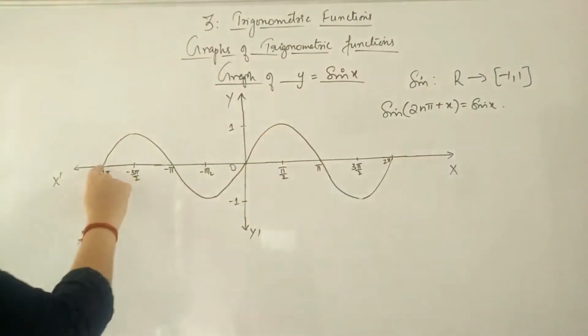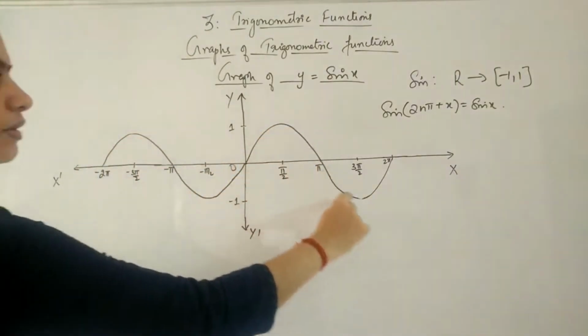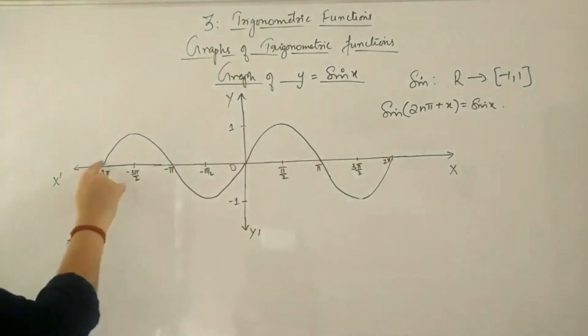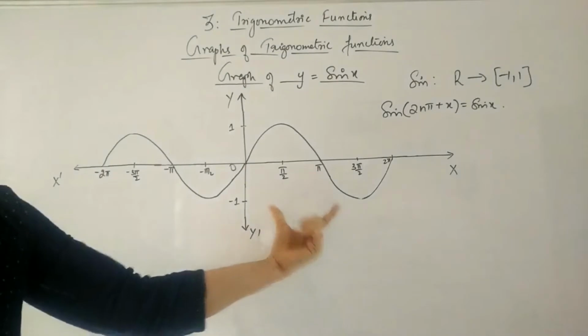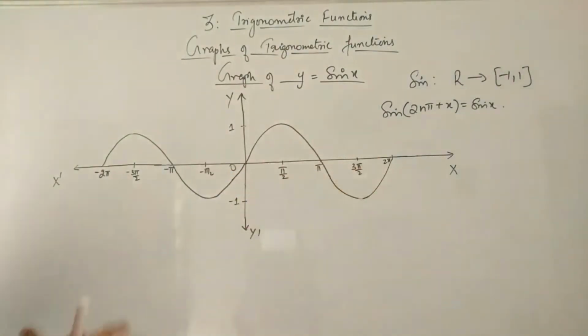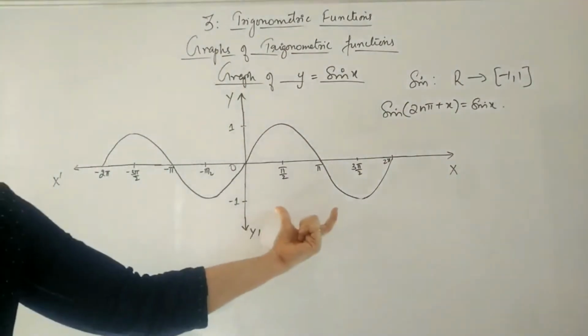That means here you can see in this interval you have the same figure as drawn from 0 to 2π, you have in this interval also. That means in an interval gap of 2π, the figure will be repeated. That means after this also you have the same type of figure. Understood?